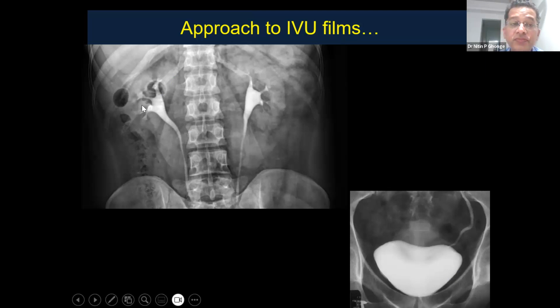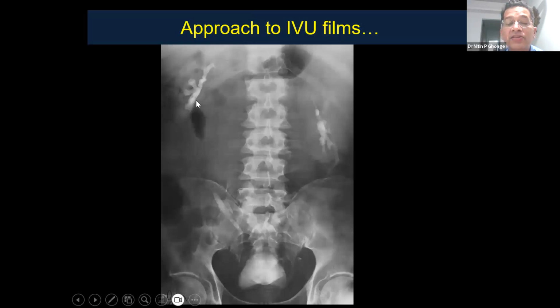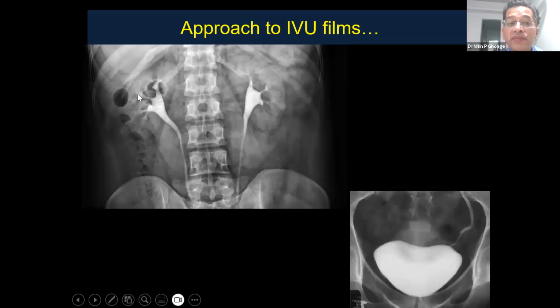nephrographic phase. But the moment it is excreted in the urinary system, the calyceal system, and the pelvis and ureter, then this is what is called the pyelographic phase. So this is the excretory or pyelographic phase of IVP on both sides. You can see the ureter and then the urinary bladder in the late phase. So always look at the C-shaped calyceal system.